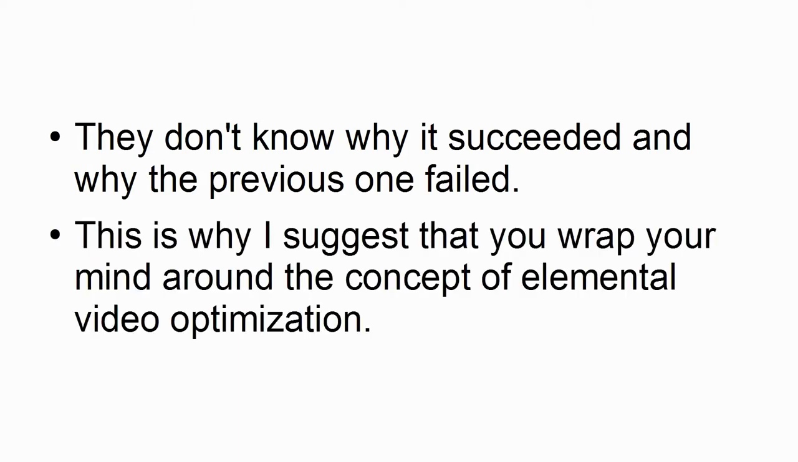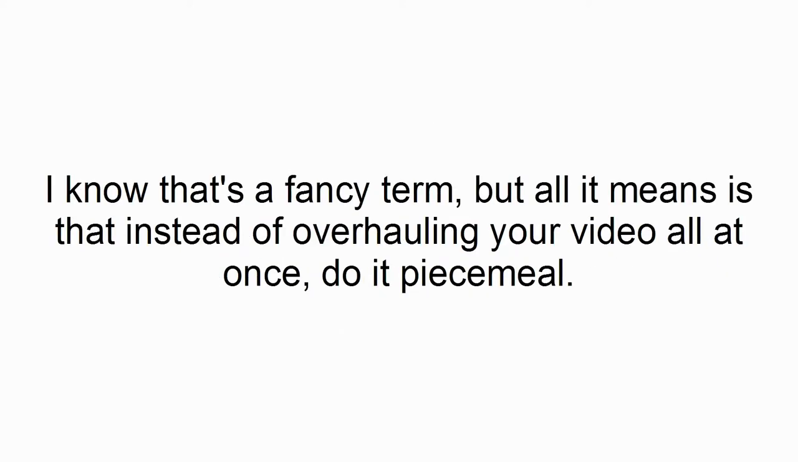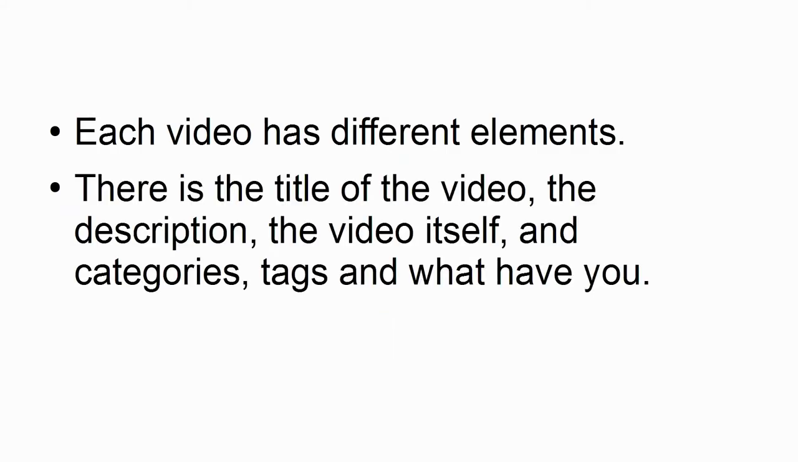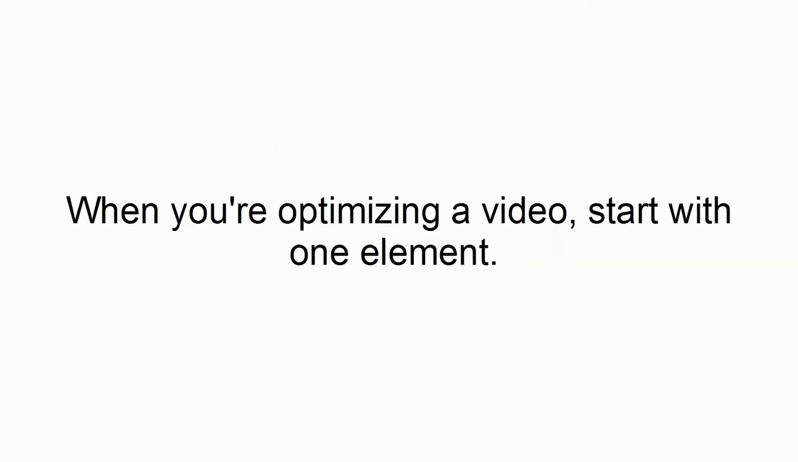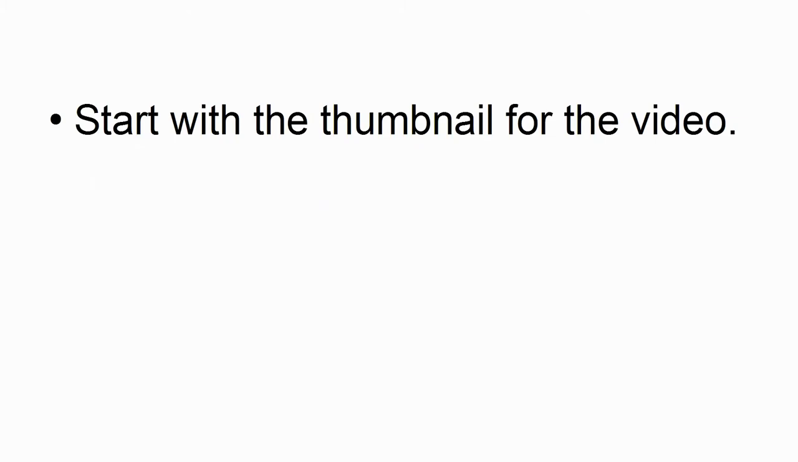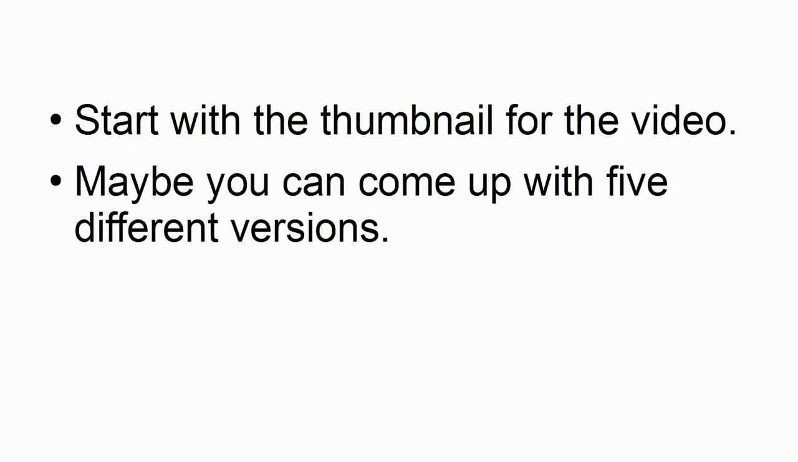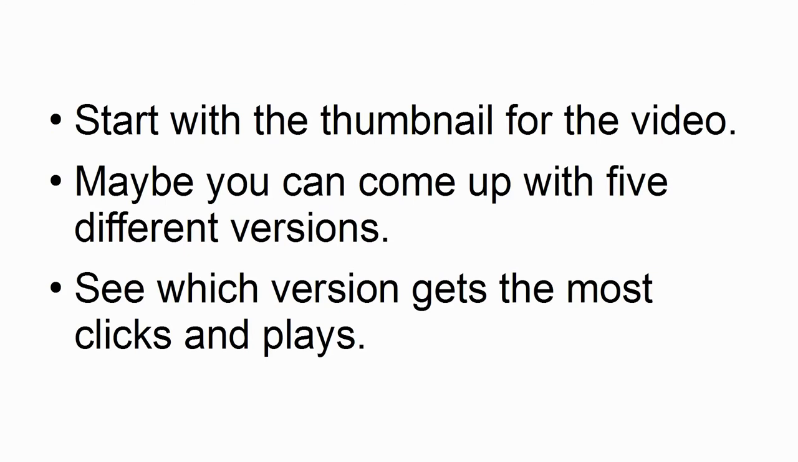This is why I suggest that you wrap your mind around the concept of elemental video optimization. I know that's a fancy term, but all it means is that instead of overhauling your video all at once, do it piecemeal. How do you know which part to change? It's very simple. Each video has different elements. There's the title of the video, the description, the video itself, and categories, tags, and what have you. Each of these are elements. When you're optimizing a video, start with one element. For example, start with the thumbnail for the video. Maybe you can come up with 5 different versions. See which version gets the most clicks and plays.